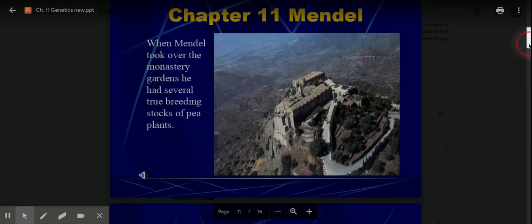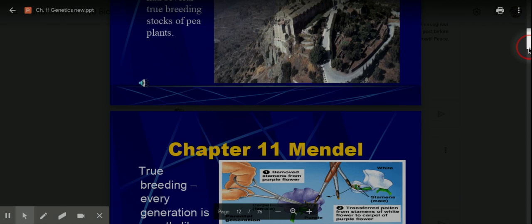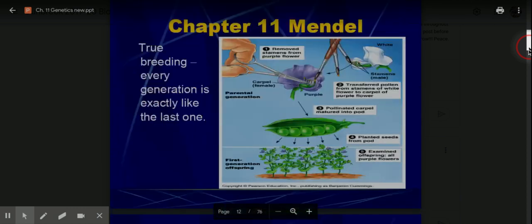And Mendel had a lot of time on his hands, as we said, and he worked in this beautiful monastery in Austria. You can still visit there today if you want to geek out and go take a virtual tour. All right, true breeding. We've gotten into these concepts already.